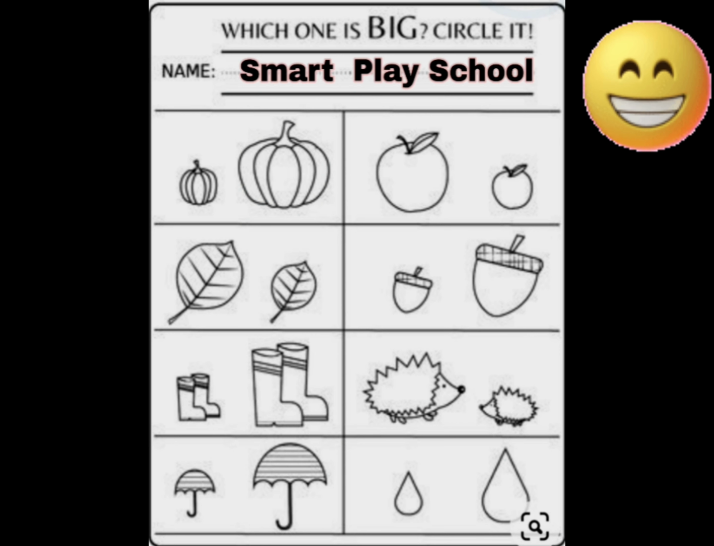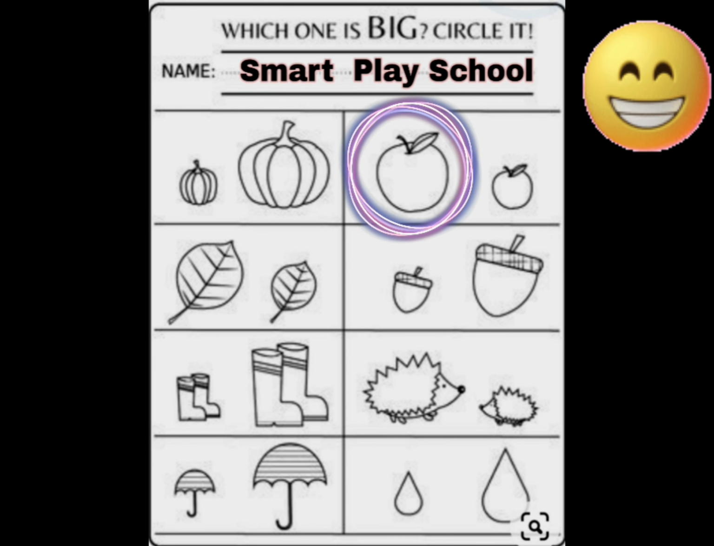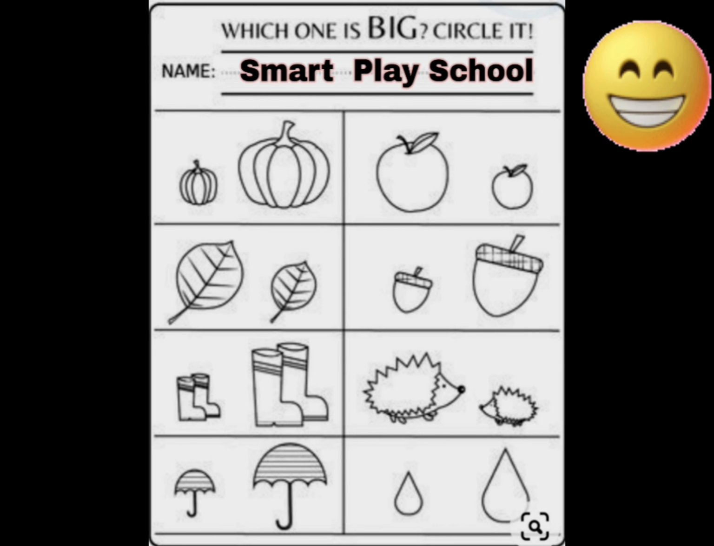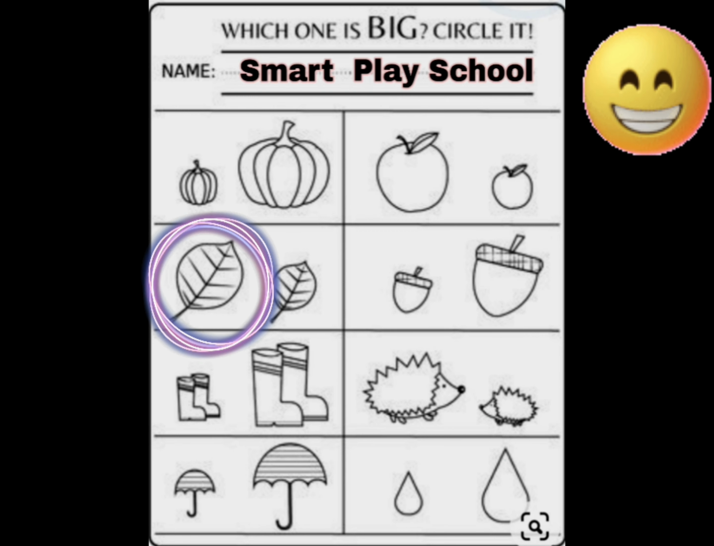In the second column, here is a picture of two apples. Which one is big and which one is small? Correct. This one is big. In the third column, we have a picture of two leaves. Which one is big and which one is small? Yes, this one is big.